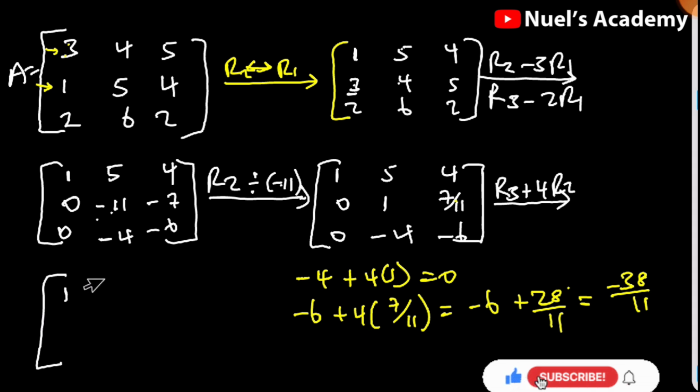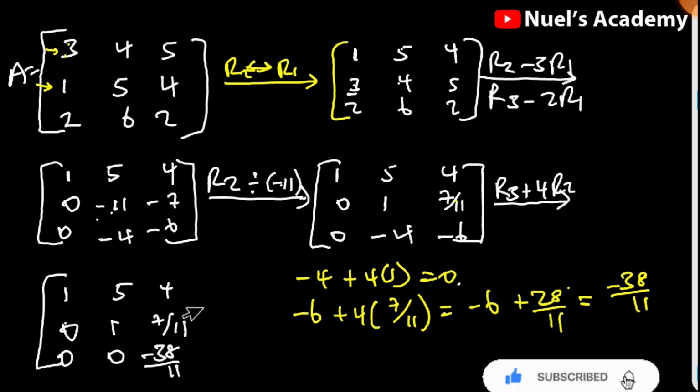So let me just write it here and then put everything. We have 1, 5, 4, and then we have 0, 1, 7 over 11. Then we have 0, and then 0. This 0 is this 0 here, and for this last element we have negative 38 over 11.